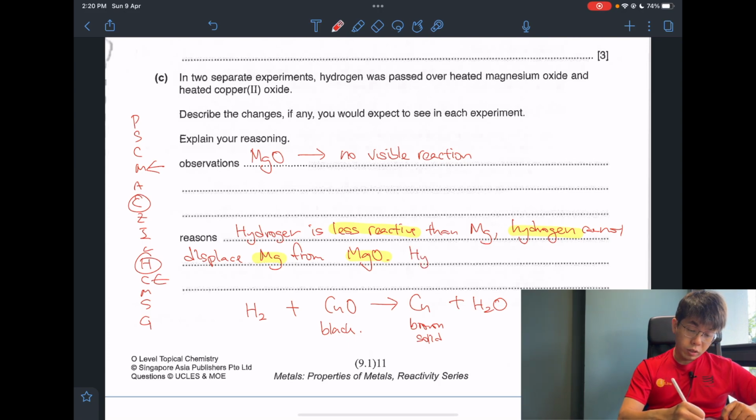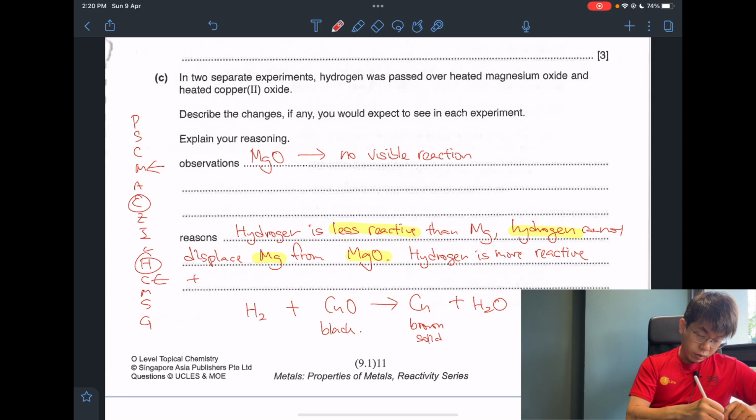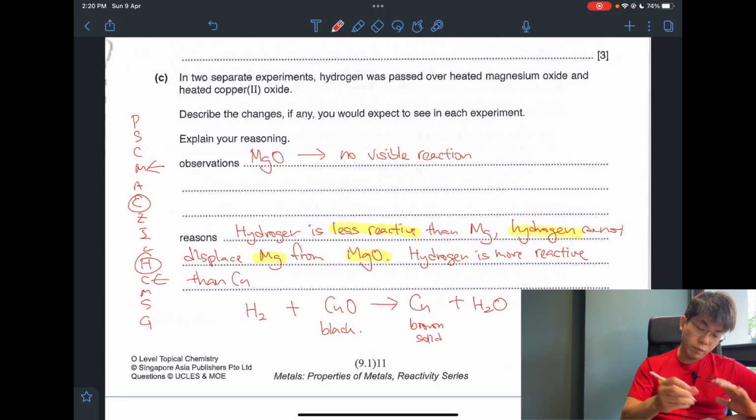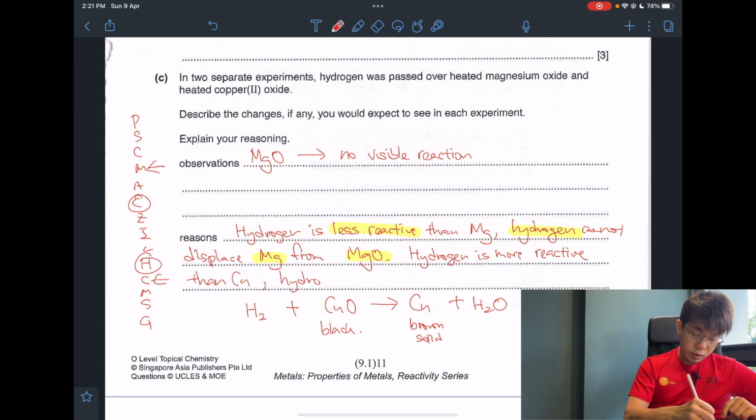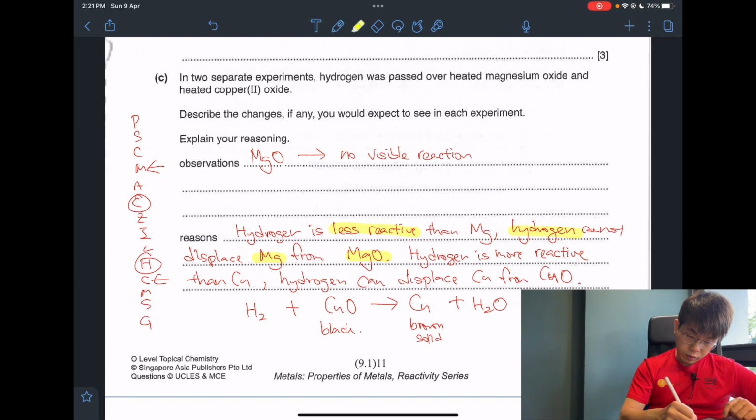Hydrogen, same format, is more reactive than copper. You notice it's the same format. Hydrogen, instead of the word cannot, you use the word can displace copper from copper oxide. So format again: more reactive, hydrogen, the element, displaces the thing that comes out, from what?